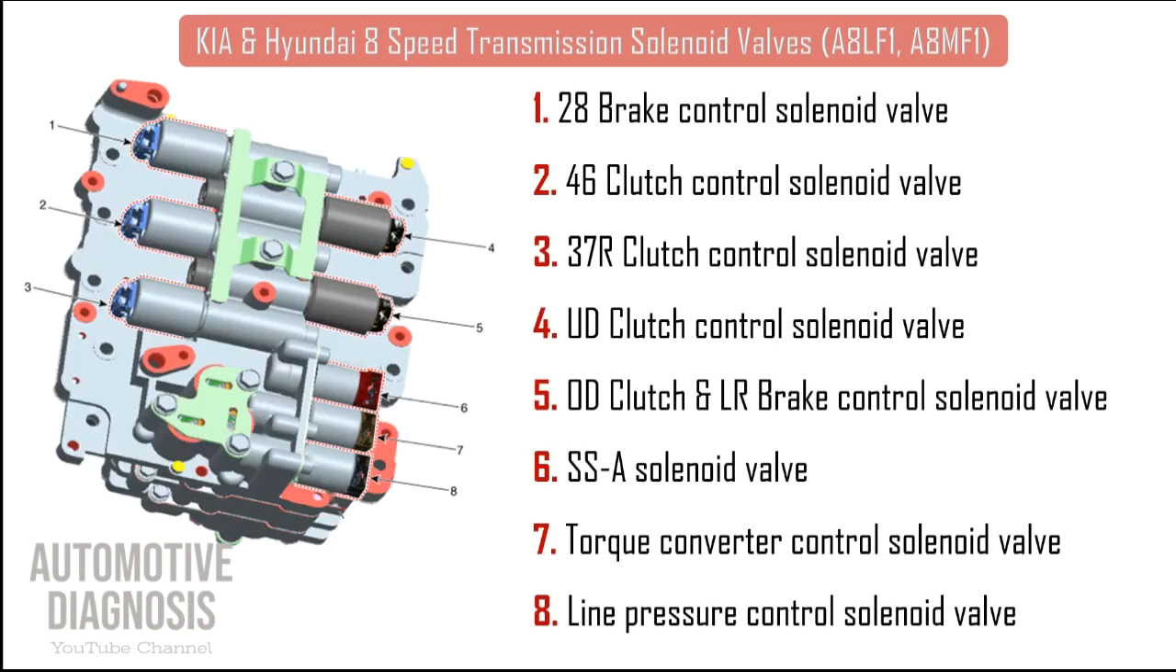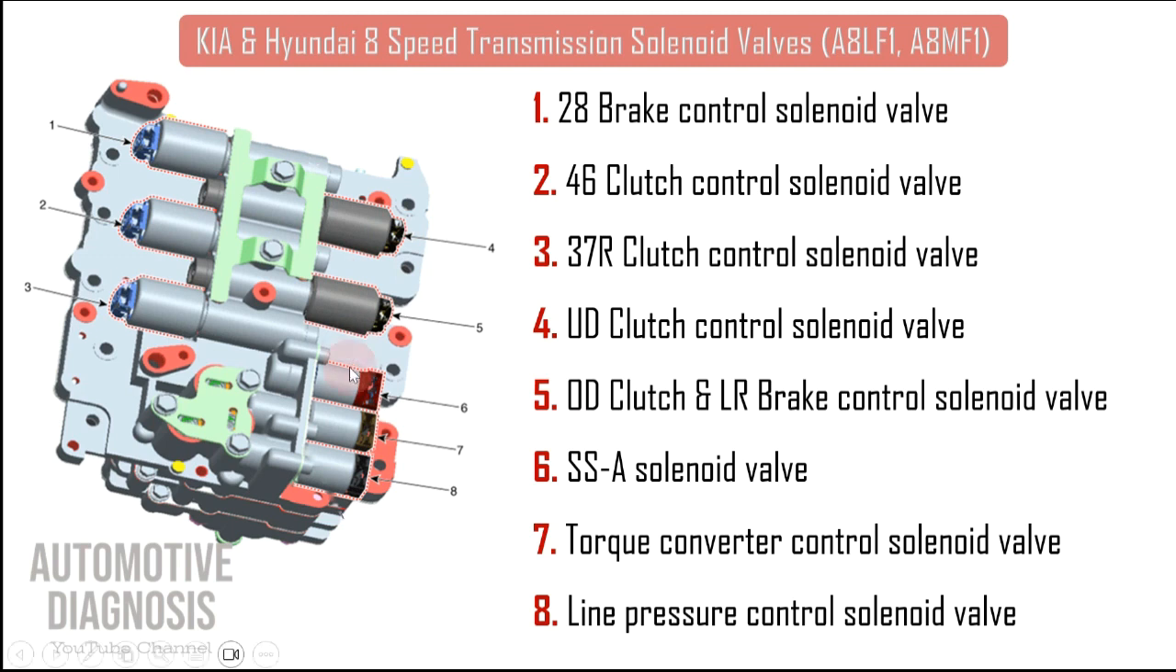But what are these solenoid valves and where are they located? Here you see one view of the valve body. This is the valve body on the left, and all the solenoid valves are numbered for you. The first one, right here, is the 2/8 brake control solenoid valve. Number 2 is the 4/6 clutch control solenoid valve, and number 3 is the 3/7R clutch control solenoid valve. We have the UD clutch control solenoid valve right here, and number 5 is the overdrive clutch and low and reverse brake control solenoid valve.